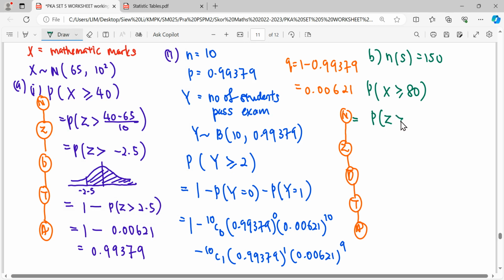Change to Z, x minus the mean over the standard deviation.